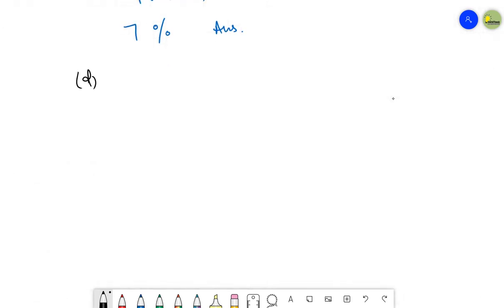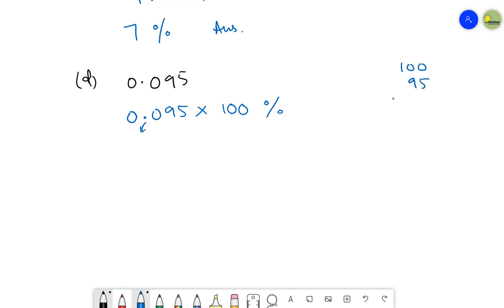In part D, I have 0.095. In the first step, just multiply this decimal number by 100 to convert it into a percentage. Write down a percentage symbol over here. Now let me multiply 95. Just remove this decimal point. Just forget that there is a decimal point. Just remove it and multiply 95 with 100.